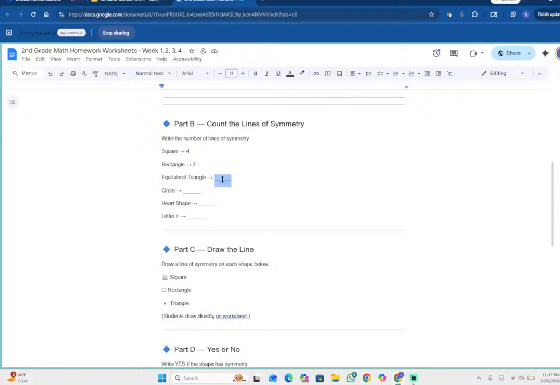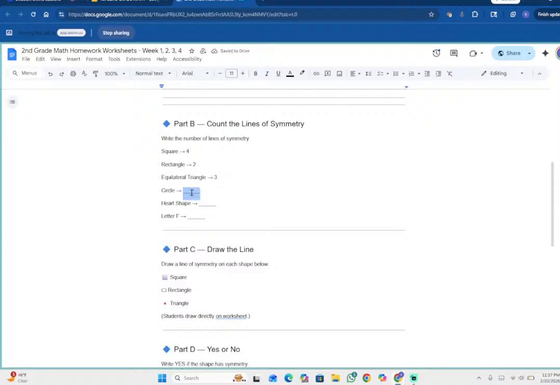Okay. So an equilateral triangle, remember, it's equal on all sides. So we can rotate it again and again to get the same shape. So we have 3 lines of symmetry. 1 line is vertical and 2 are diagonal. So in total we have 3 lines.